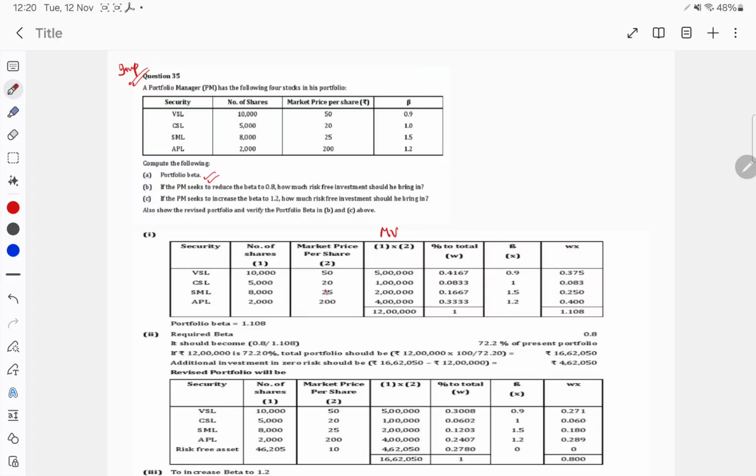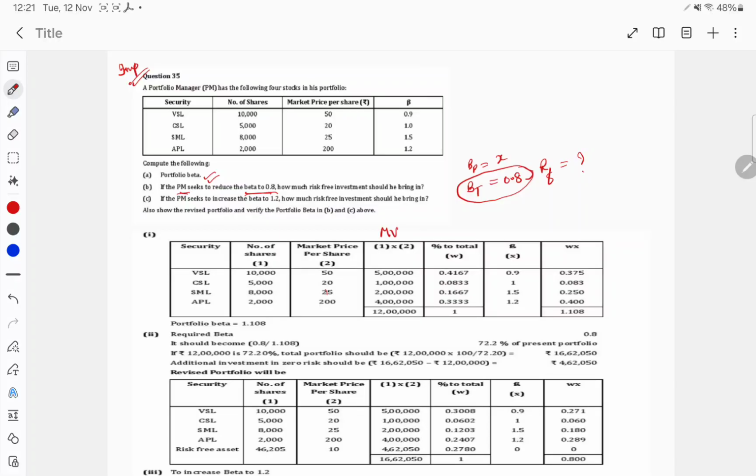The second, it is saying that if the portfolio manager seeks to reduce the beta to 0.8. Basically, the question is saying, suppose the beta of the portfolio comes to X. Now the target beta which the portfolio manager is expecting in future is 0.8. So he's asking if the target beta goes to 0.8, then we have to calculate the risk-free rate for that.